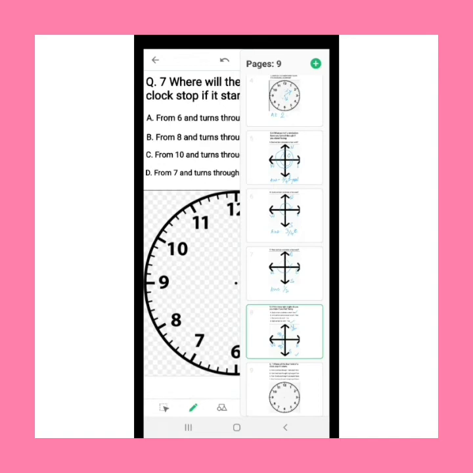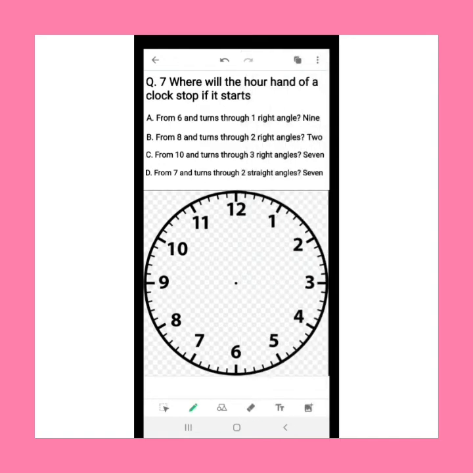Last question is question 7. Where will the hour hand of a clock stop if it starts from 6 and turns through one right angle? It is starting from 6, our hand is at 6 and turns through one right angle. Now here you have to keep in mind, after crossing 2 points, you reach the third point. Like if I am starting from 6 and reaching up to 9, I have crossed 7, I have crossed 8 and reached the third point, that is 9.